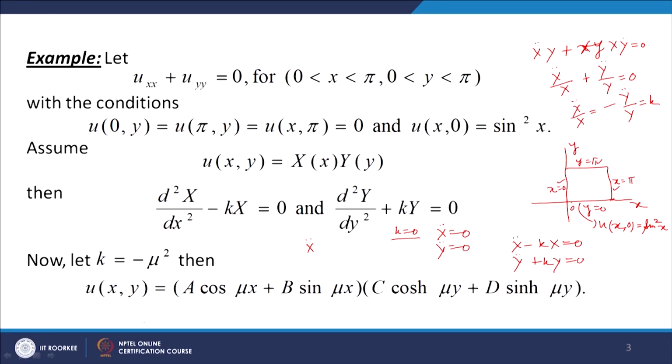X double dot equal to 0 means X is equal to ax plus b. Y double dot equal to 0 means Y is equal to cy plus d. So what we have, this means that u(x,y) is equal to (ax plus b) into (cy plus d).